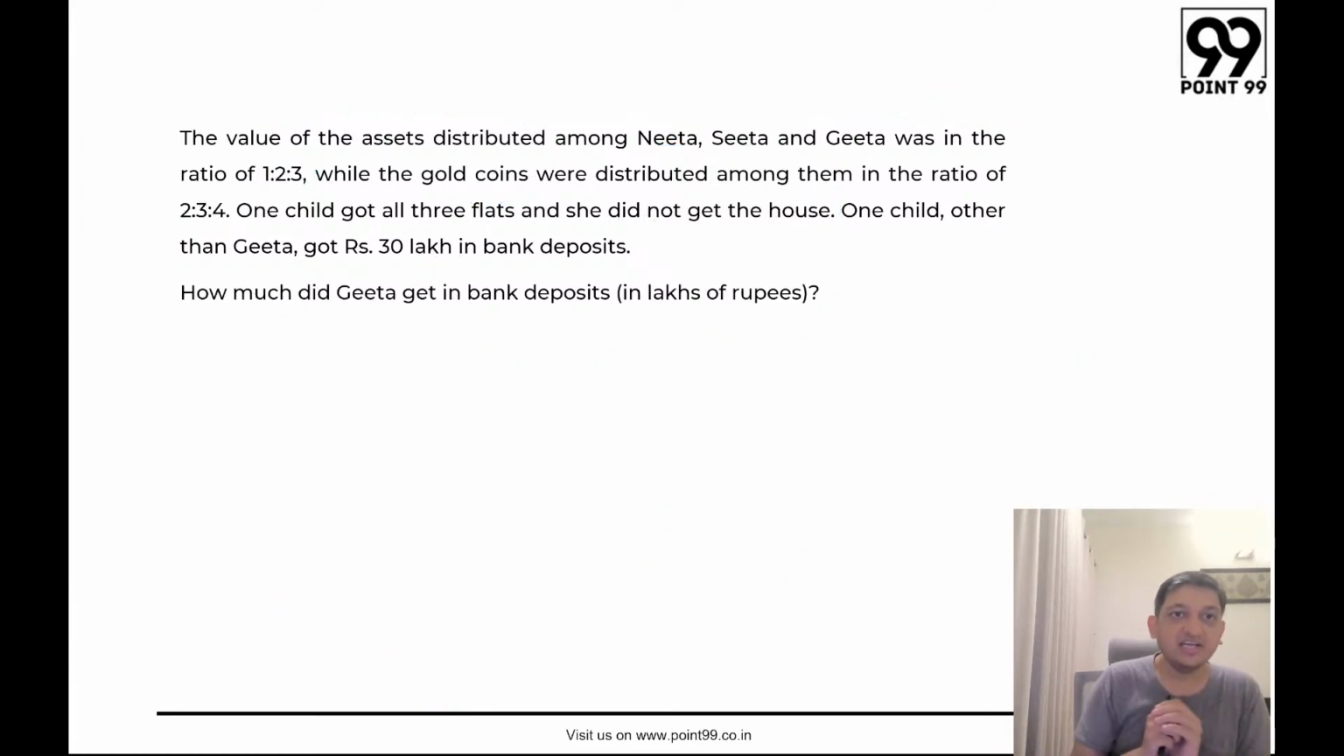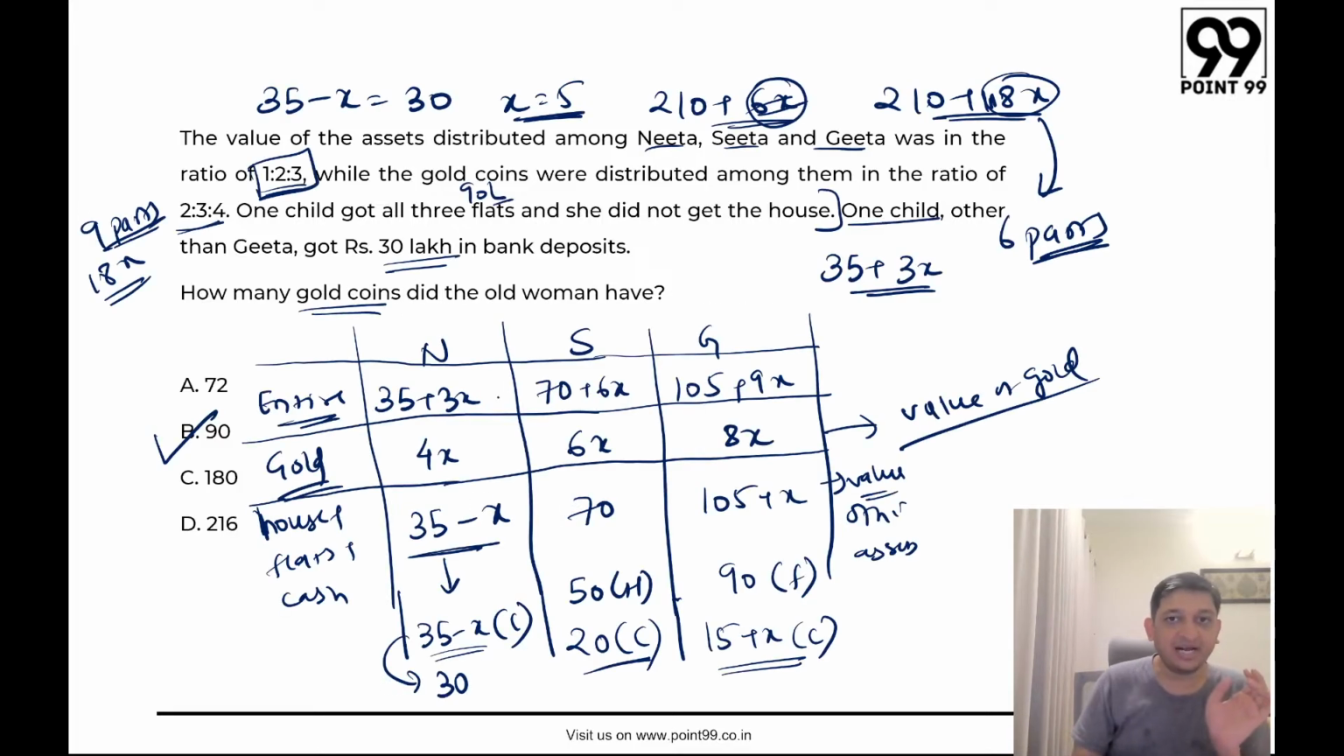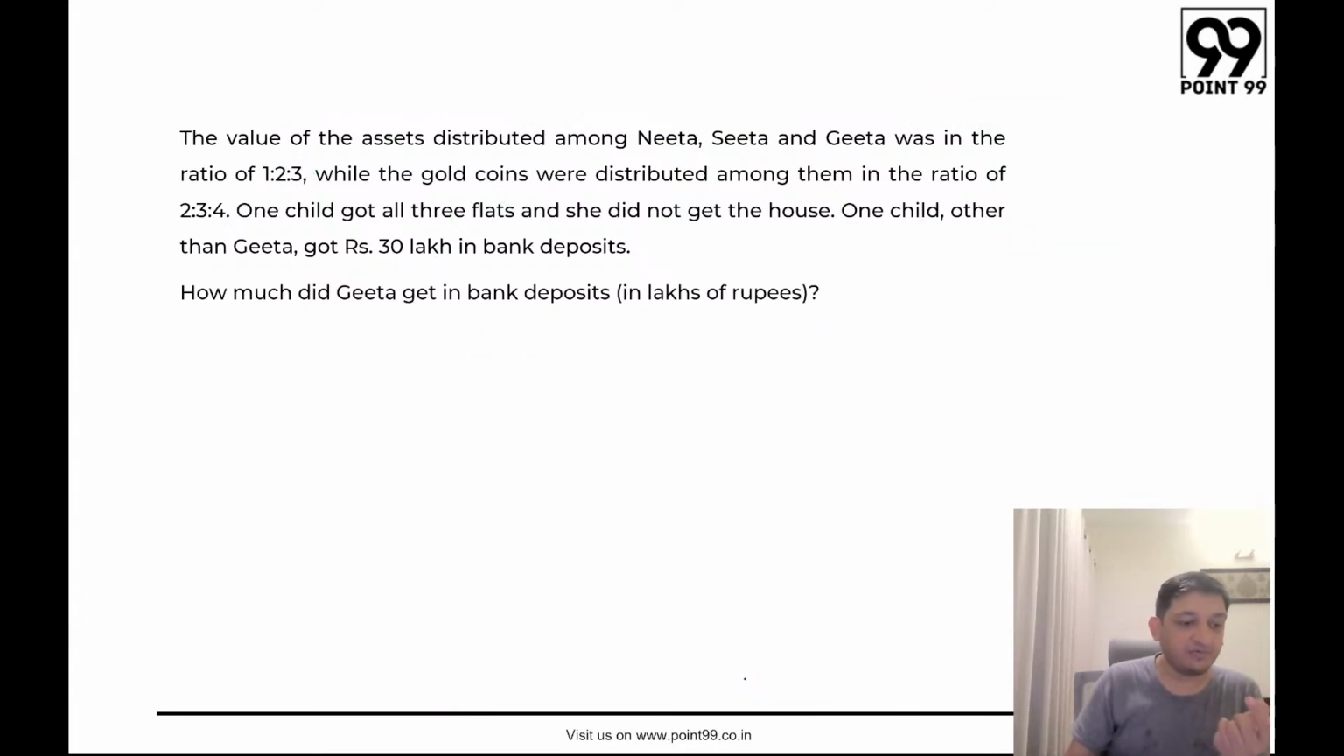Last question देख लेते हैं. How much did Geeta get in bank deposits, in lakhs of rupees? So Geeta in terms of cash got 15 plus x. But we had got the value of x as 5, so 15 plus x बन जाएगा 20. So Geeta would have got 20 in terms of bank deposits, 20 lakhs of rupees.